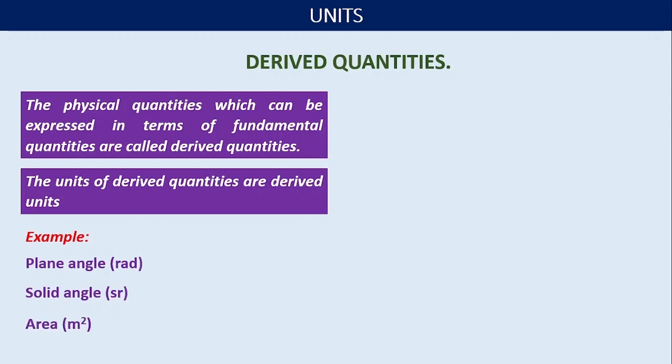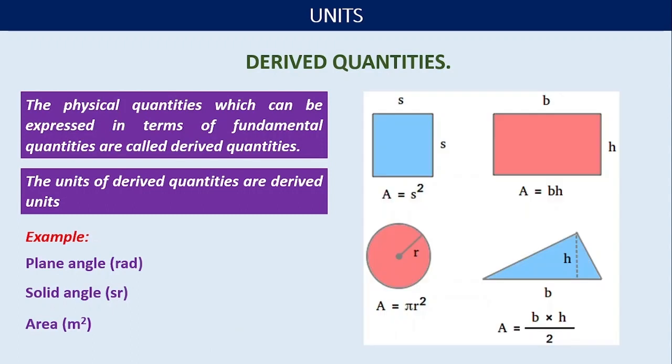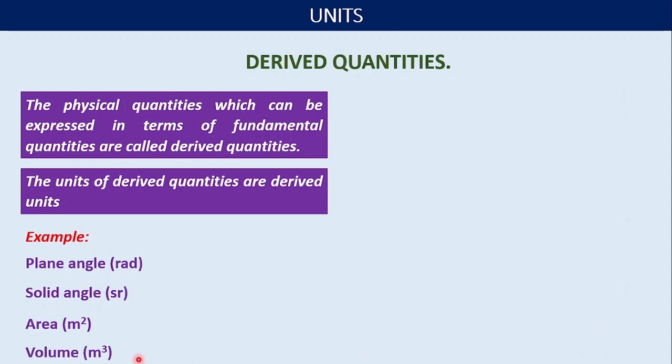Area, meter square. The area of a square is a square. For a rectangle it is BH, for a circle it is pi r square, and for a triangle, area equals BH by 2. Then volume is measured in terms of meter cube.